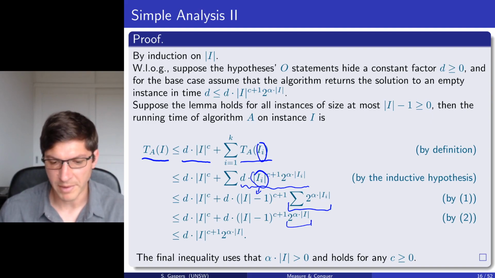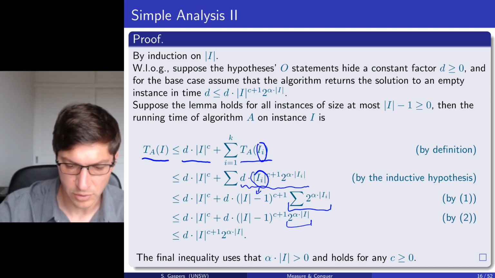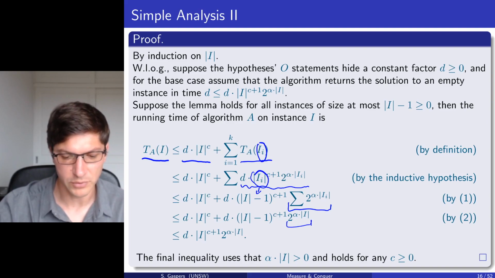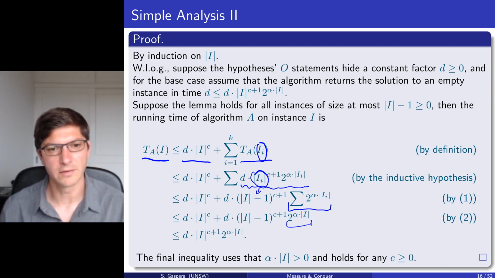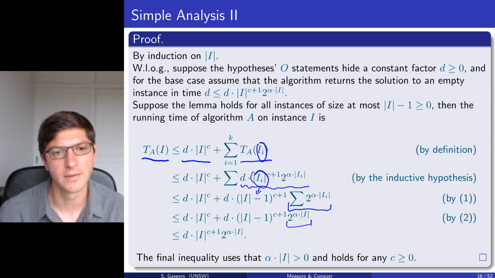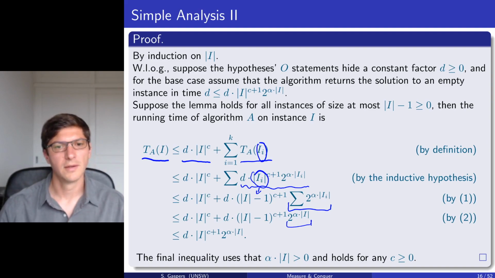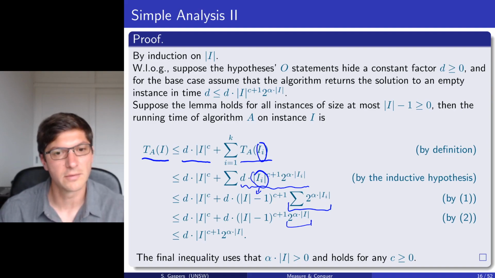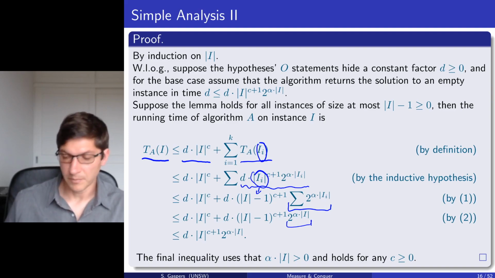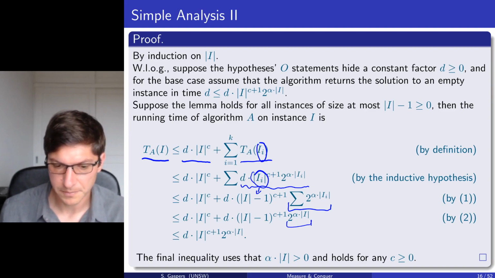And then we just do some arithmetic and combine these two and observe that the total running time is at most d to the power the size of I to the power c plus 1 times 2 to the power alpha times the size of I. And this inequality holds because alpha times the size of I is more than 0 and c is at least 0. So we get exactly what we need here.